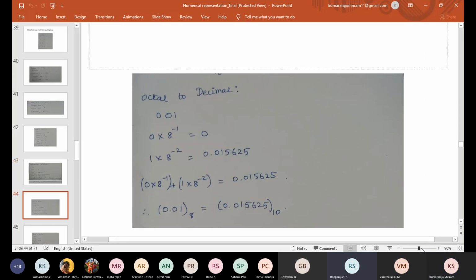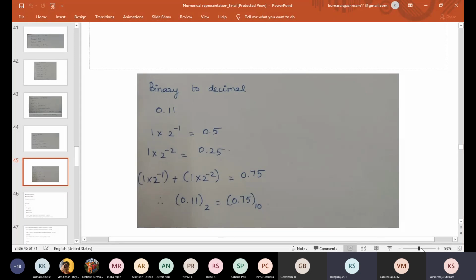Octal to decimal, 0.01. The example is 0 into 8 power minus 1, which is equal to 0. 1 into 8 power minus 2 is equal to 0.015625. When we add these two, we get 0.015625. Therefore, 0.01 to the base 8 is equal to 0.015625 to the base 10. The next slide.